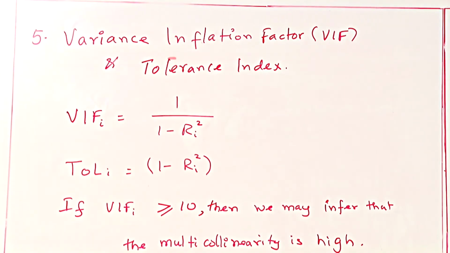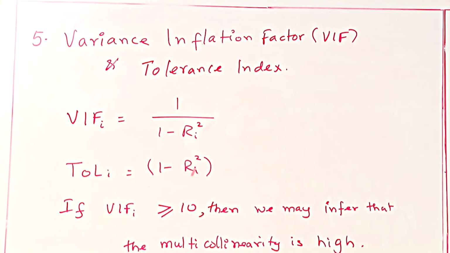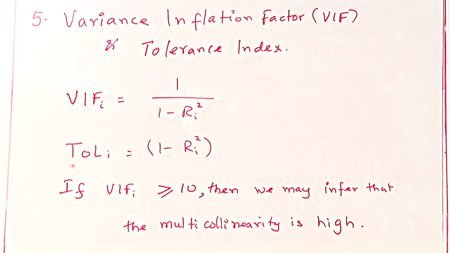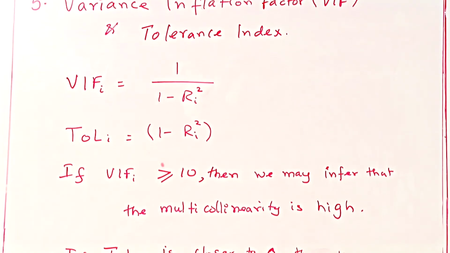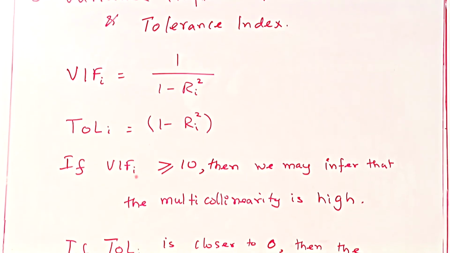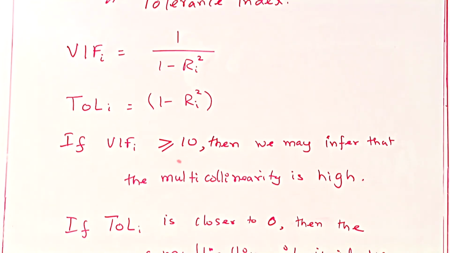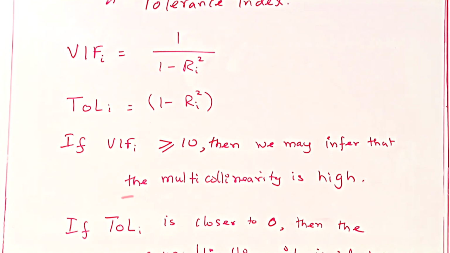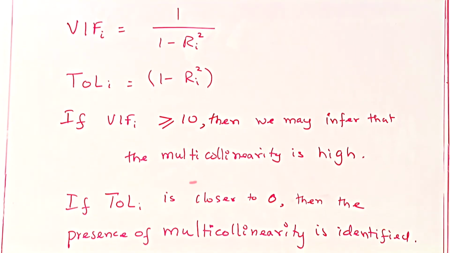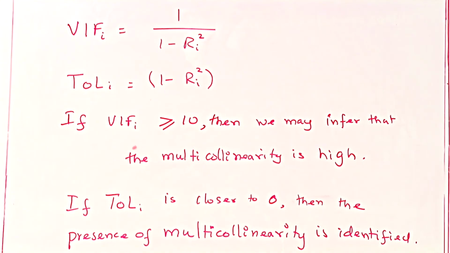Now, we will see some tests based on the variance inflation factor and tolerance index. Both are closely related. One is the multiplicative inverse of the other. Tolerance index is 1 by VIF, or 1 minus Ri square. If the VIFi is greater than 10, then we may infer that the multicollinearity is high, and is also due to the xi variable.